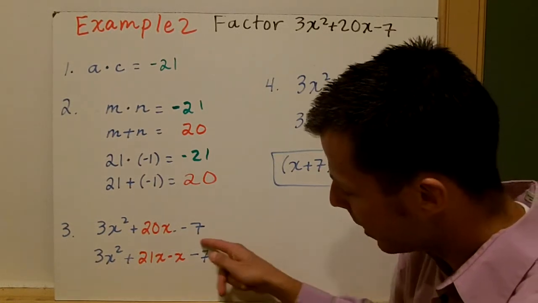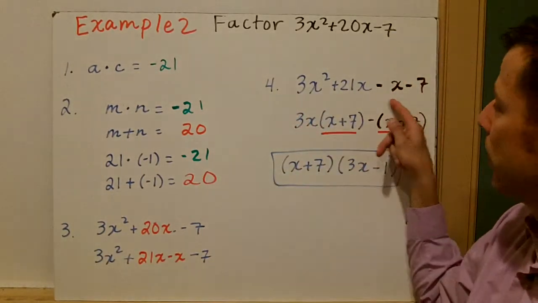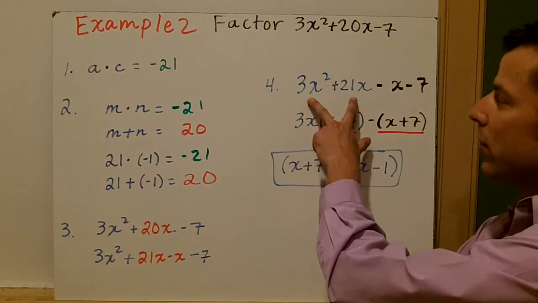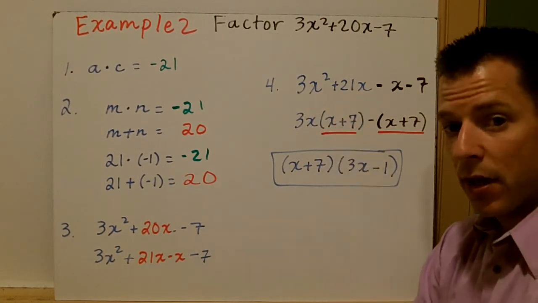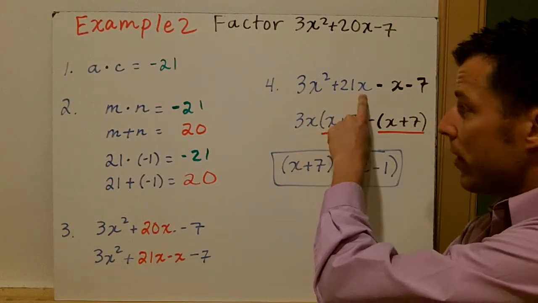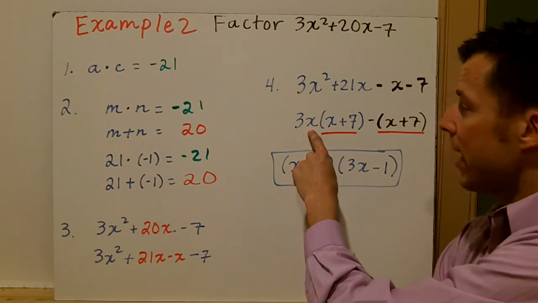So here's my rewritten expression. Now we factor by grouping. So we go up to step 4. And I look here and I say, well, what's common between 3x squared and 21x? Well, the term 3 and both have an x. So I factor out 3x, and let's look at what's left.